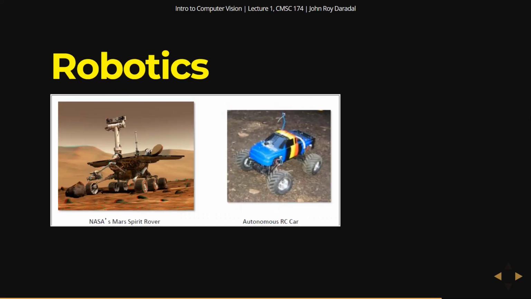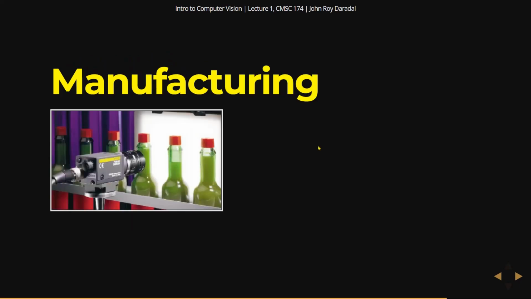And then of course robotics, like the Mars rover and autonomous remote controlled cars. If they can see what the terrain or the environment is, then they could probably make appropriate actions, whether to avoid or to slow down or to speed up and so on. And then you can also apply this in manufacturing, so automated manufacturing, like maybe there's a camera that will keep track of defects, like the label was put on backwards or the cap is not present and so on. For automated manufacturing, this is already very common.